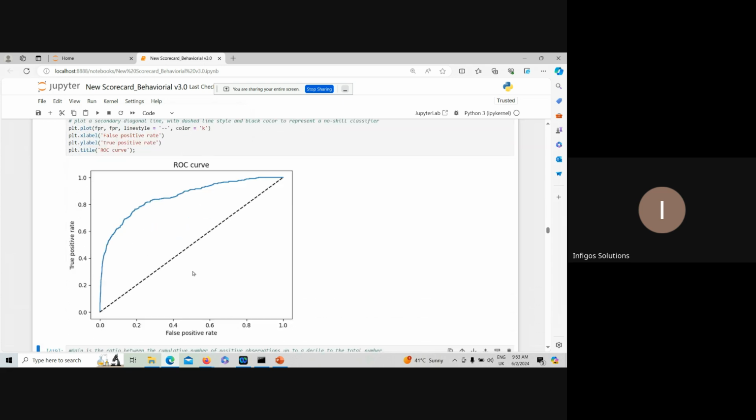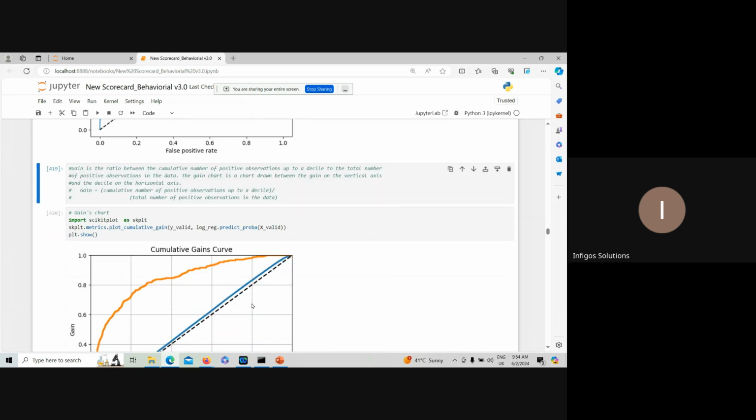ROC is basically a graph between true positive rate and false positive rate, and it helps you find out the discrimination ability of your model, which means whether you can differentiate between good and bad. That's what ROC does, while accuracy is more about how accurate you are in terms of prediction. This is ROC, and then you have the gain curve.